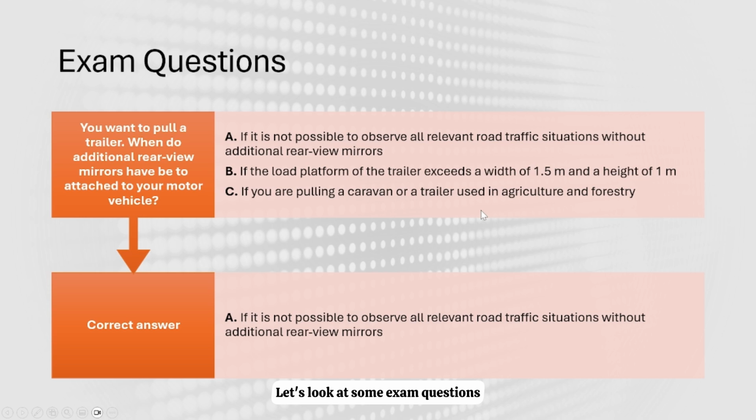Let's look at some exam questions. You want to pull a trailer. When do additional rear view mirrors have to be attached to your motor vehicle? These are the different options. If it is not possible to observe all relevant road traffic situations without additional rear mirrors; if the load platform of the trailer exceeds a width of 1.5 meters and a height of 1 meter; if you are pulling a caravan or a trailer used in agriculture or forestry. The correct answer is: irrespective of size, shape and purpose, if it is not possible to observe all relevant road traffic situations, rear view mirrors are required.